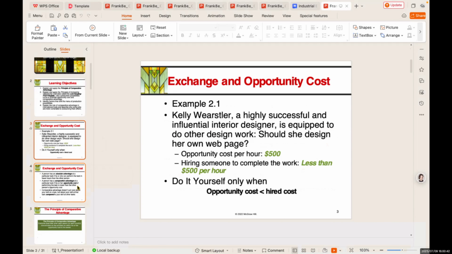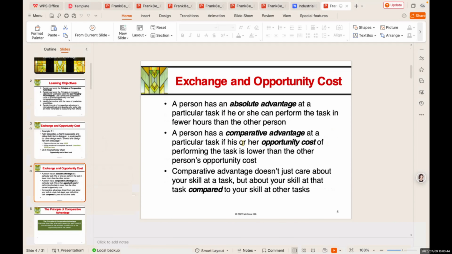We should understand a few important concepts in this lecture. Absolute advantage generally means you can do one thing more efficiently than others. For example, you can produce 1 unit per hour and I can produce 3 units. So I have the absolute advantage here. So this is nothing about the opportunity cost.